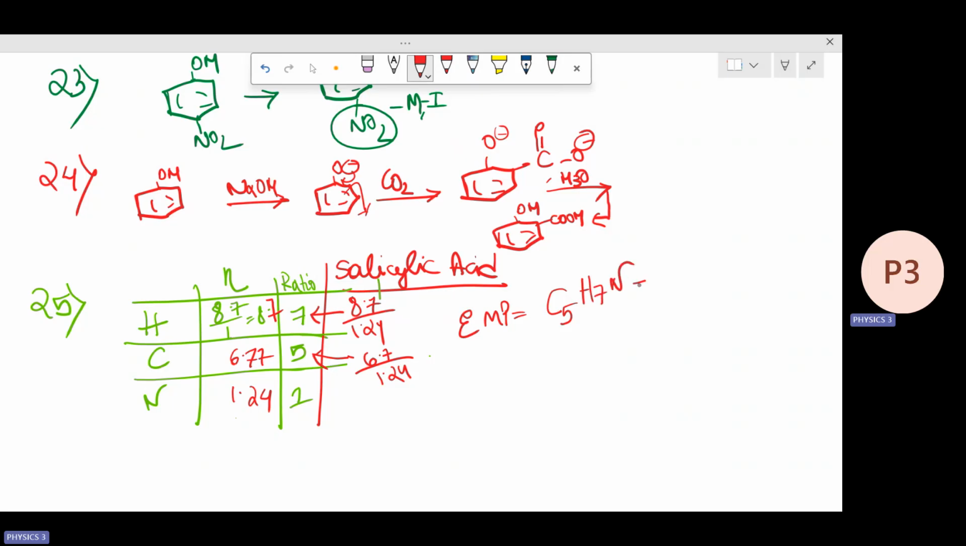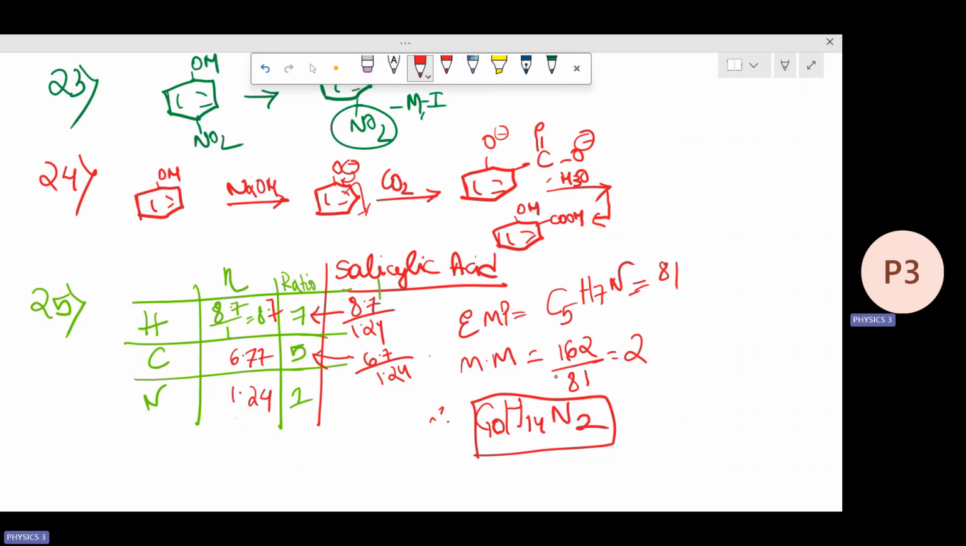C5H7N. Now, what is the mass? Here, the mass, if you calculate, you will get 81. Now, the given molecular mass is how much? Molecular mass is 162. So, 162 divided by 81, you are going to get 2. Therefore, what will be the formula? C10H14N2. This is going to be my final formula, C10H14N2.